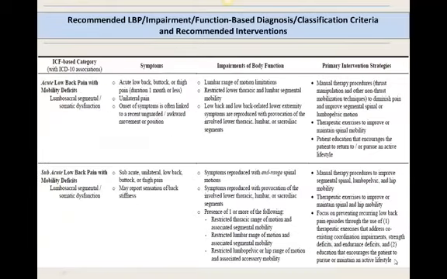Please take a moment to orient yourself to this slide. There's a lot of information on it. Basically, what we have here is the classification with the ICD associations, the symptoms, impairments, and the primary intervention strategies that should be included, as recommended by the panel of experts. So our first category: acute low back pain with mobility deficits.